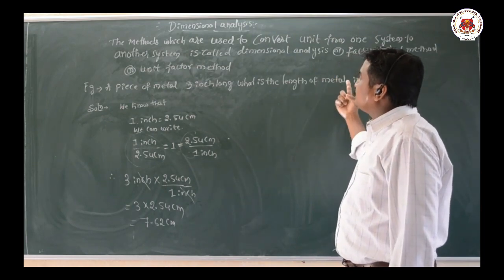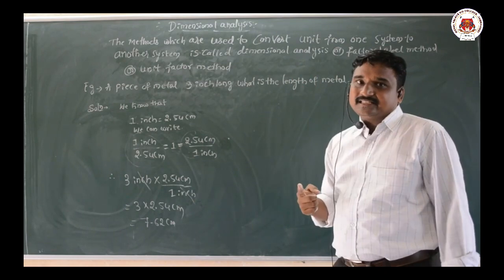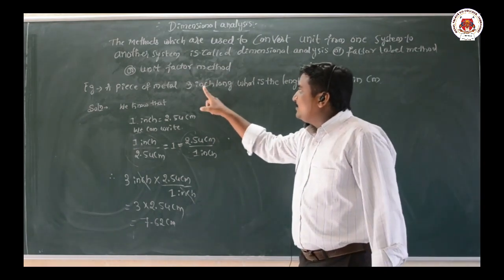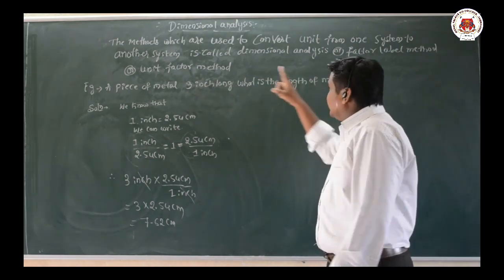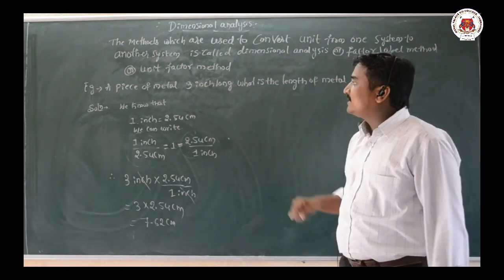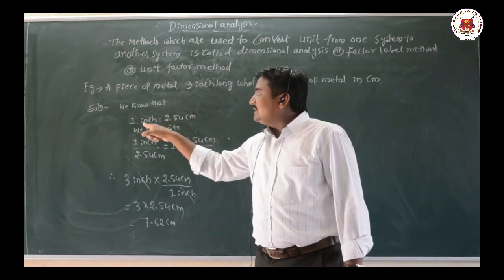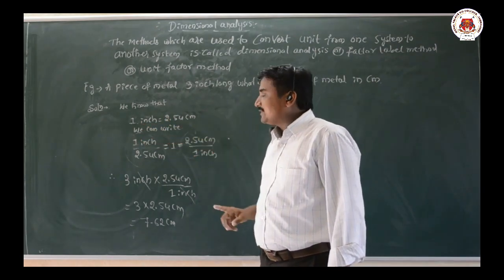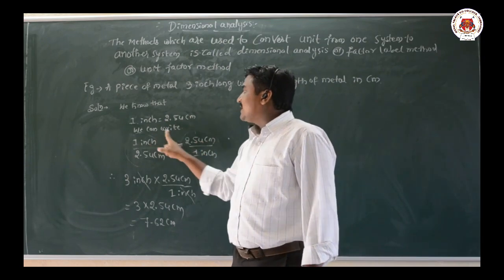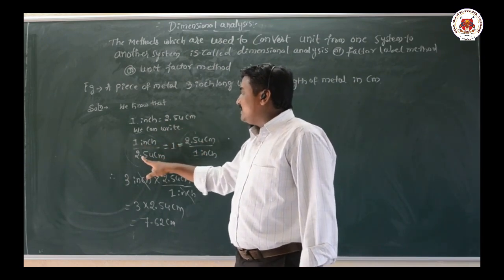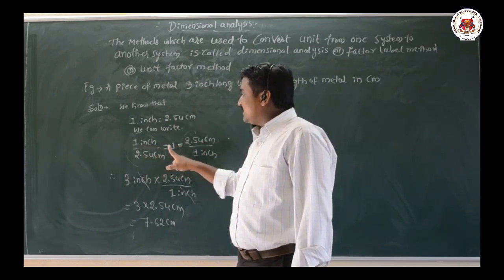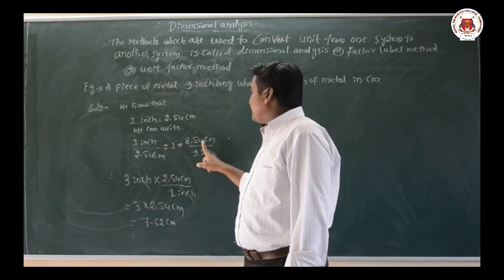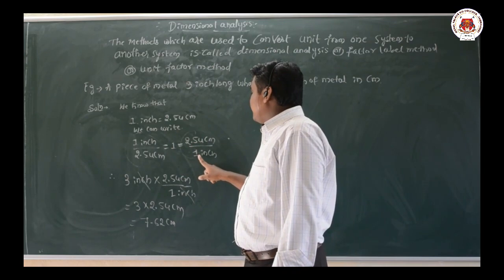So you have to use what here? Dimensional analysis. That is a method which is used to convert a unit from one system to the other, that is inch to the centimeter. So we know that 1 inch equals what here? 2.54 centimeter. So from this we can write 1 inch divided by 2.54 centimeter, that is equal to 1, and that is also equal to 2.54 centimeter divided by 1 inch.